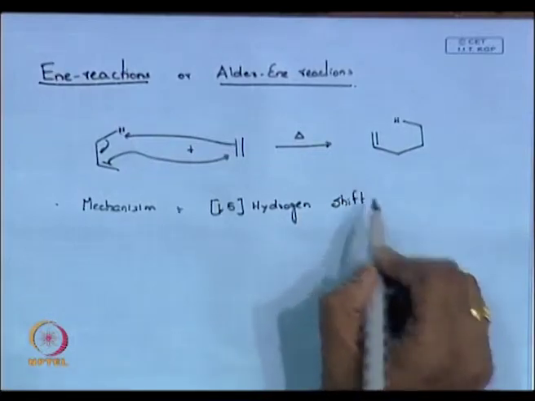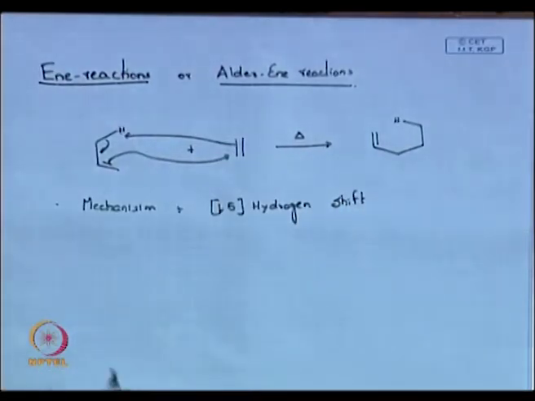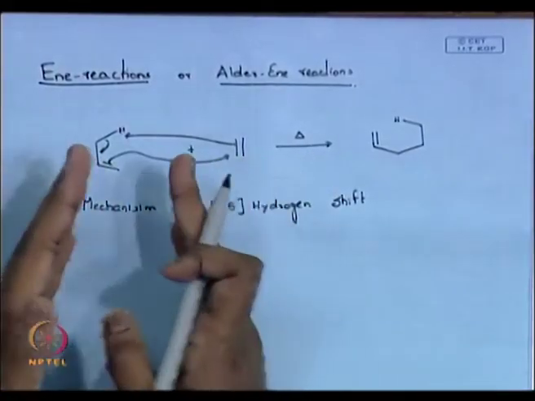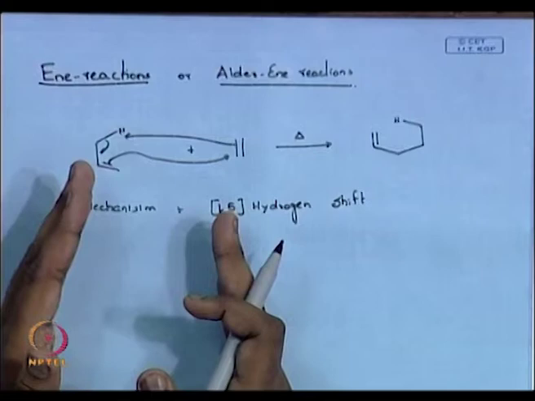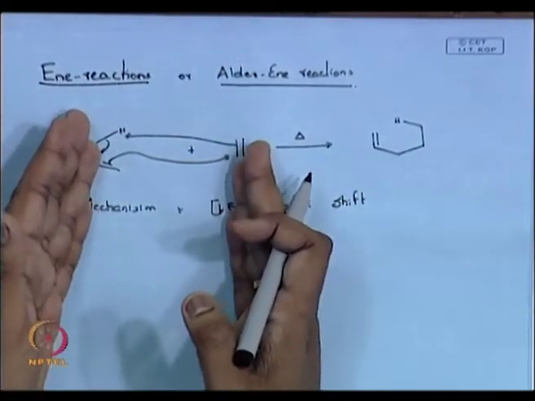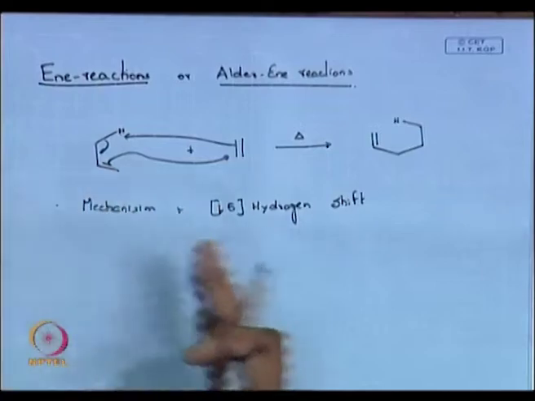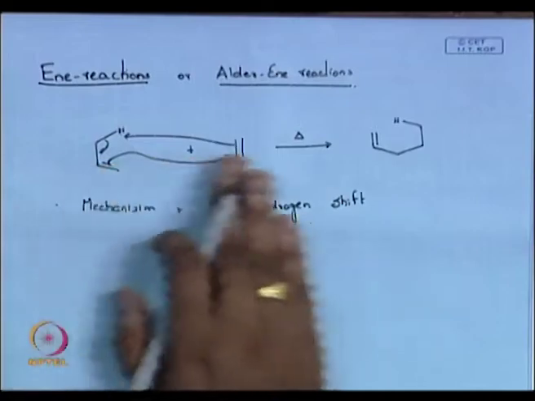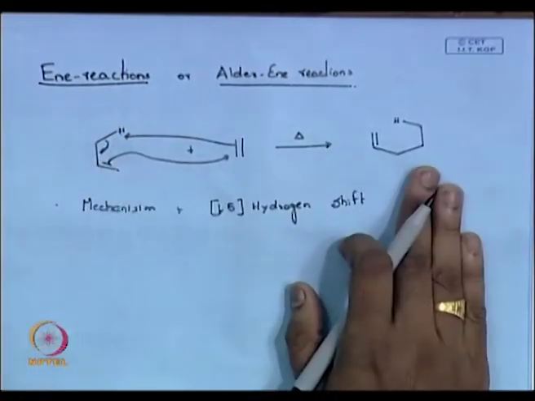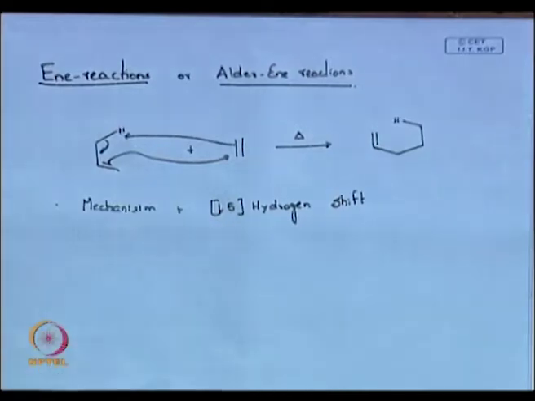So, mechanistically it is more or less similar to your 1,5 hydrogen shift. In the Ene reaction you take these 2 Ene systems separate, but in the 1,5 hydrogen shift these 2 alkene systems are connected by a sigma bond, so that your alkene is conjugated and then you have this hydrogen shift. But in Ene reactions they are separate entities and then you have a hydrogen shift. Mechanistically you can compare this Ene reaction with your 1,5 hydrogen shift. That's how you can look at Ene reactions, to keep in mind.